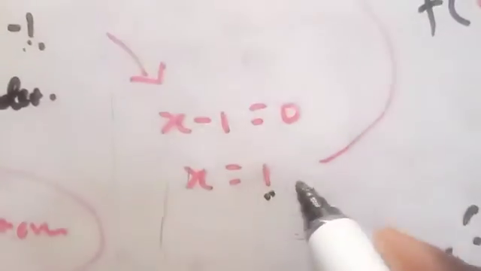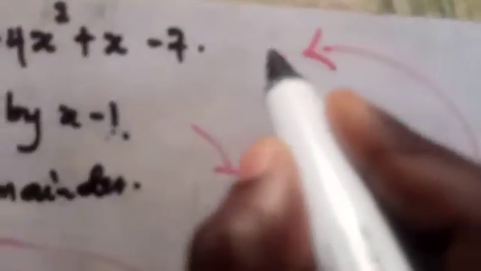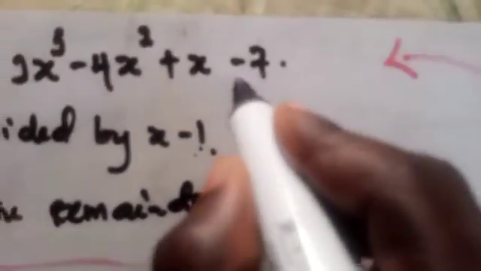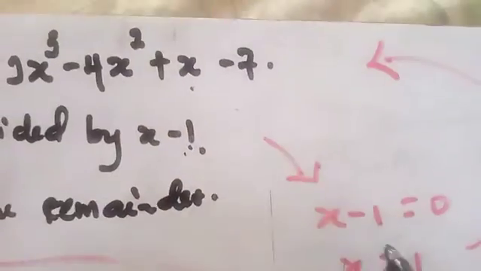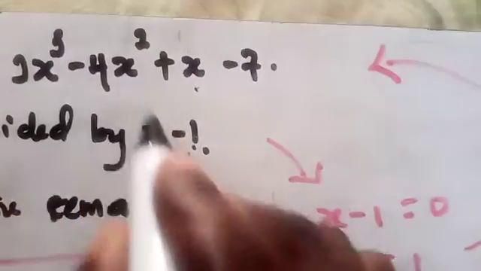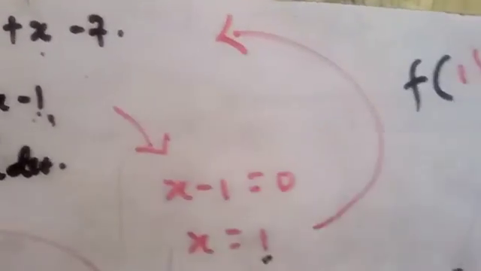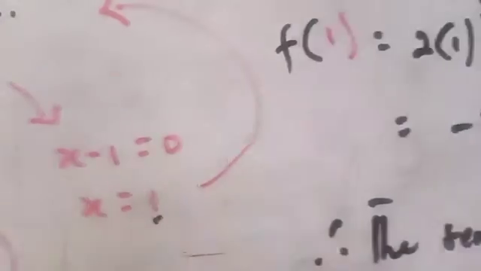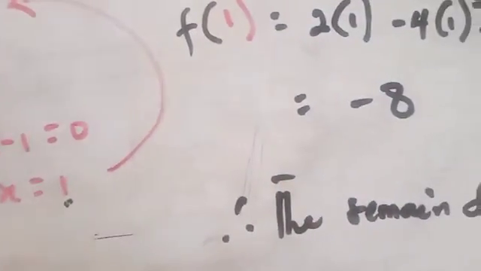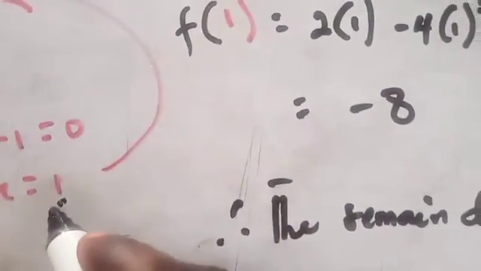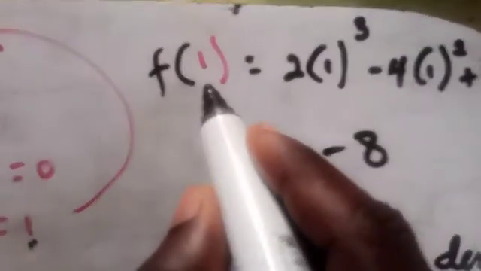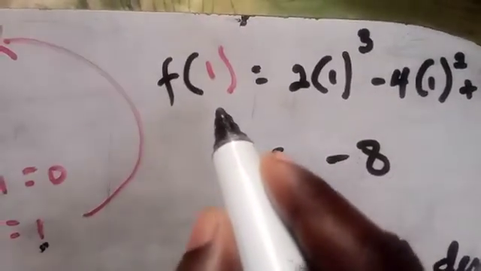Once you have the x to be 1, just plug that into the function being given to you. So this is the function, right? The first step is that you have to find the x here and then substitute that into the information being given to you. If you plug that in, anything that you are going to get is what? The remainder. Is that okay? That is the remainder. So if you solve this, you have your x to be 1.